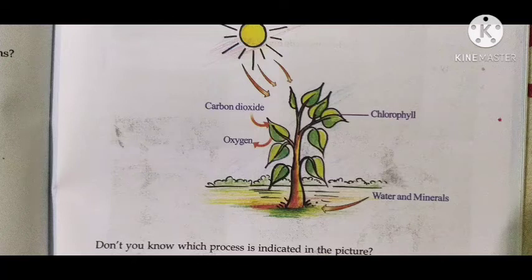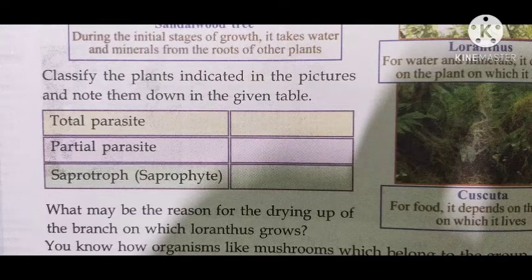Like animals, plants also respire and they use oxygen and give out carbon dioxide after respiration. But during photosynthesis, they absorb carbon dioxide and give out oxygen. Okay. Then the heterotrophs are again divided into parasites, saprophytes, then predators or insectivorous plants.